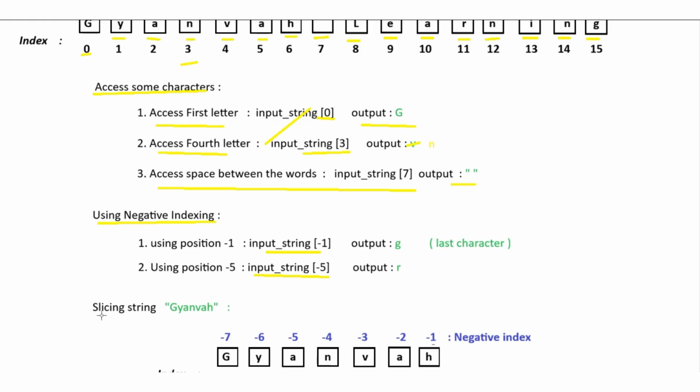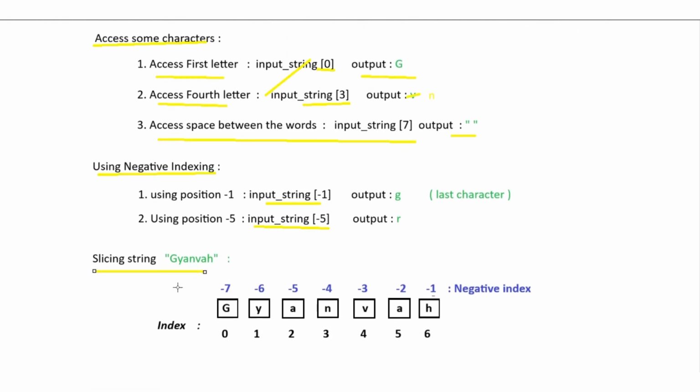Slicing the string Gyanvah. Let us now work with the shorter version of the string, Gyanvah. This string is simple, so slicing becomes easier to understand. G is at position 0, Y is at 1, A is at 2, N is at 3, V is at 4, A is at 5, H is at 6.